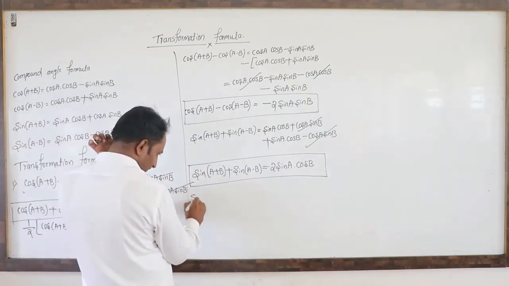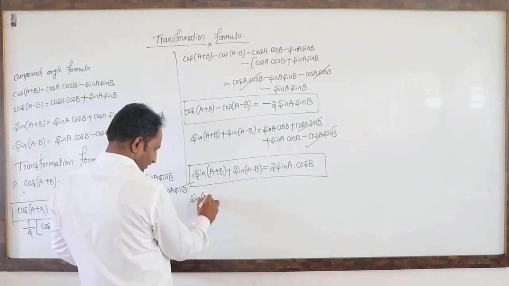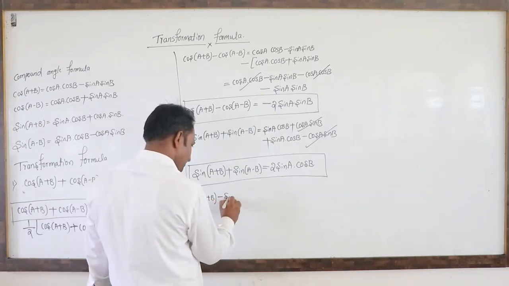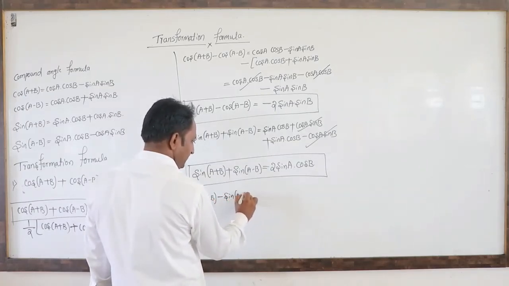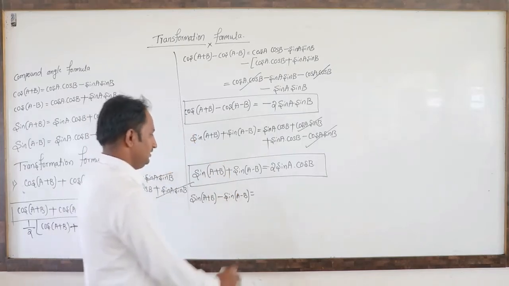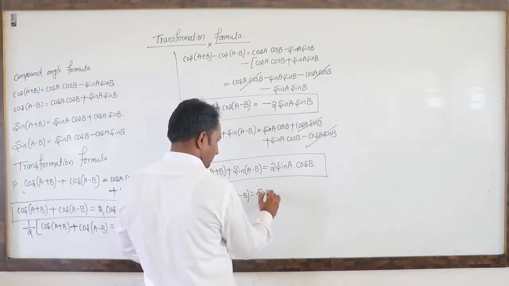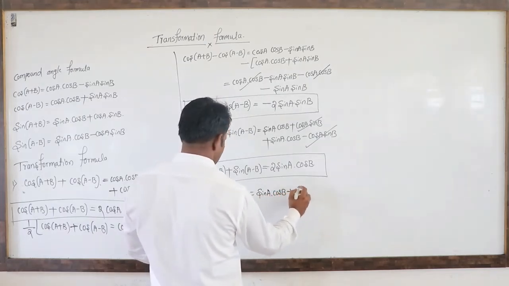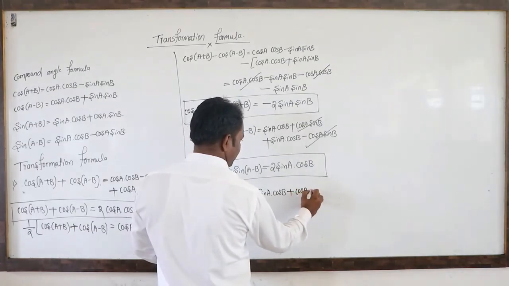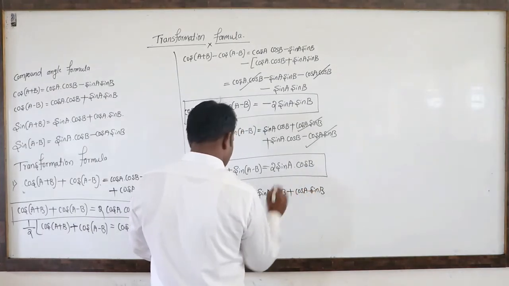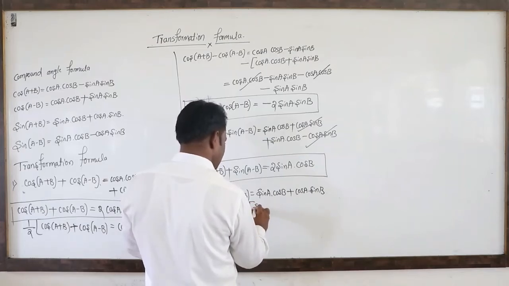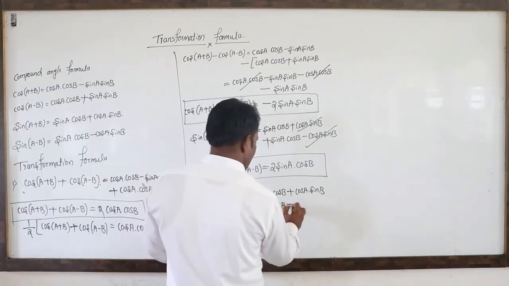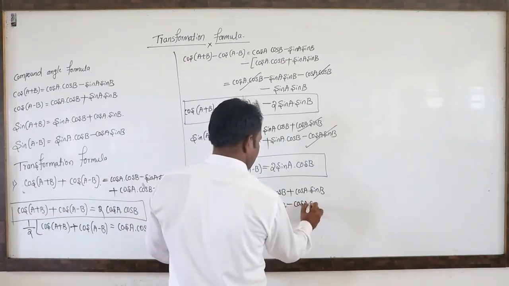Similarly, sine of a plus b minus sine of a minus b is equal to, here, sine a cos b plus cos a sine b minus sine a cos b minus cos a sine b.